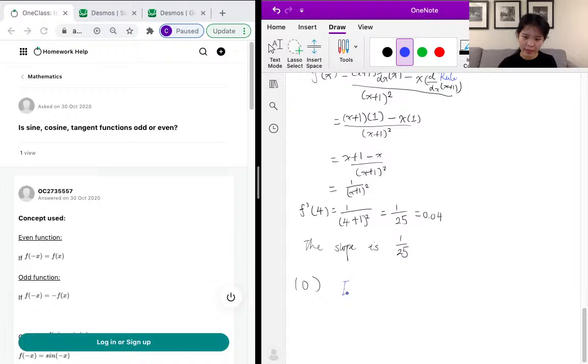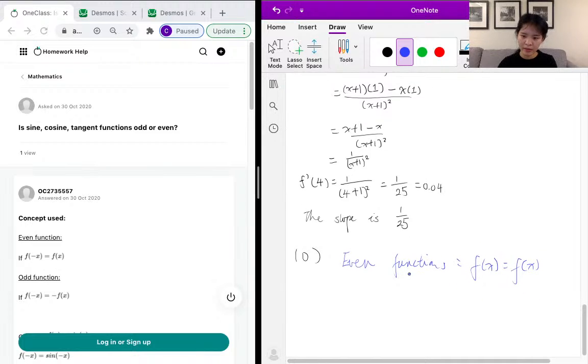So let's just write down the concept of odd and even functions. For even functions, f of negative x is equal to f of x. And for odd functions, f of negative x is equal to negative f of x.